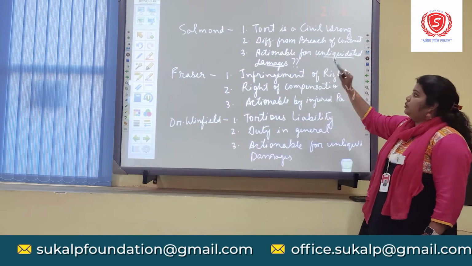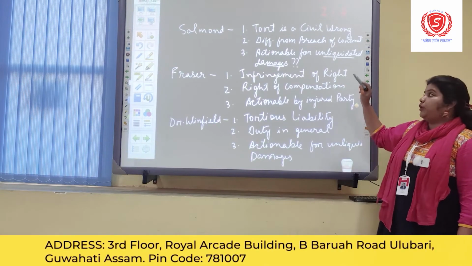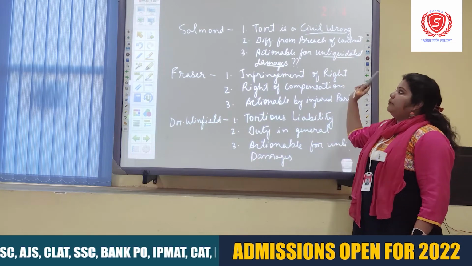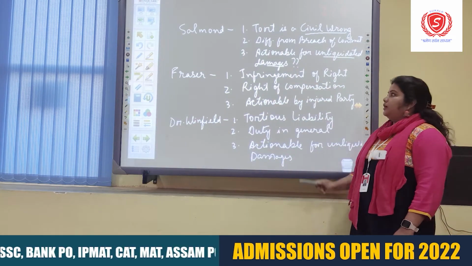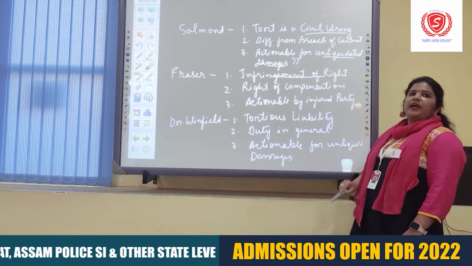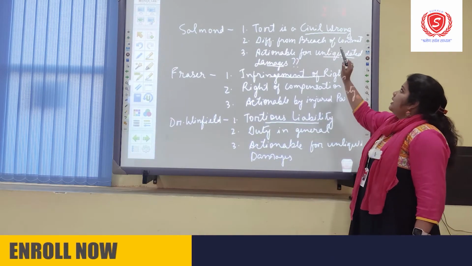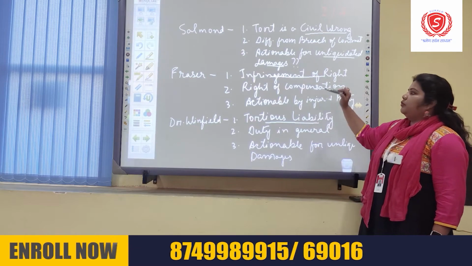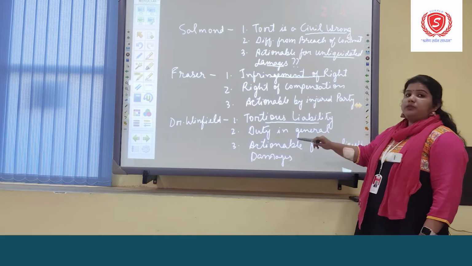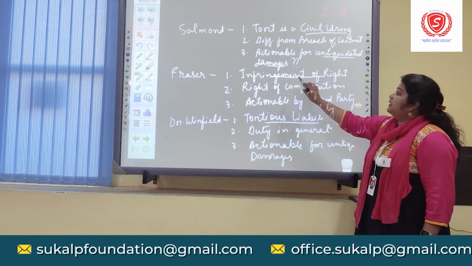Now, just find out which is the easiest term that you can keep in mind while remembering the definitions. When you see the words civil wrong in your question paper, immediately remember that was given by Salmond. Next, when you are to deal with Fraser, just remember infringement of right was said by Fraser. Then Dr. Winfield, tortious liability. These are the 3 different significant words given by these 3 jurists in their definitions, which will make it easier for the student to understand as well as remember. Now, these are the 3 points.